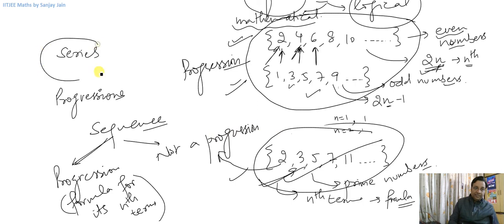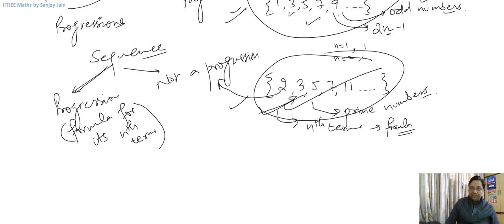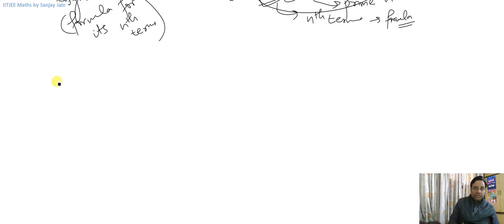Series is nothing but a sequence written with plus signs in between. For example, if I write it like this, now this is a series, right? I've got a sequence and I write it with plus signs in between, then it becomes a series. All right, so I hope you understand the difference between sequence, progressions and series. Now let us talk about arithmetic progressions.